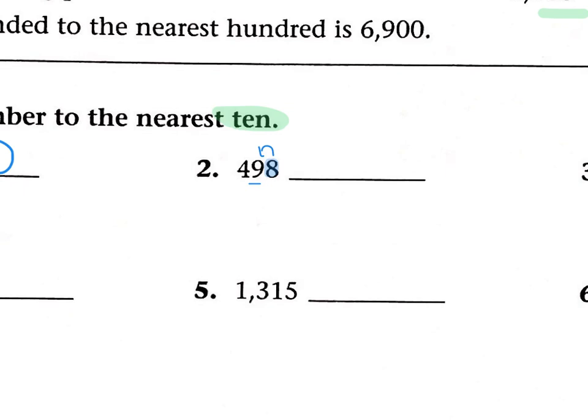Because I can't put 4, 10, 0, right? That doesn't make any sense, right? So we have to think about this. If I'm going to give one number to the 9, it is now going to become a 0, and that means that I'm now going to have to round my 4 up to a 5, and then everything after the 9 becomes a 0. So my new number is going to be 500. So 498 rounded to the nearest 10 equals 500.